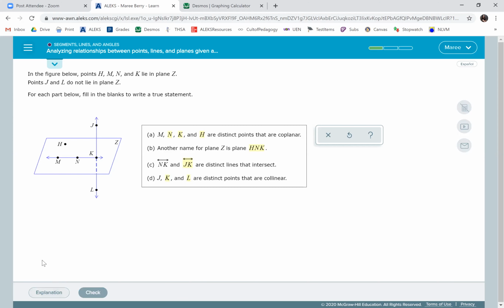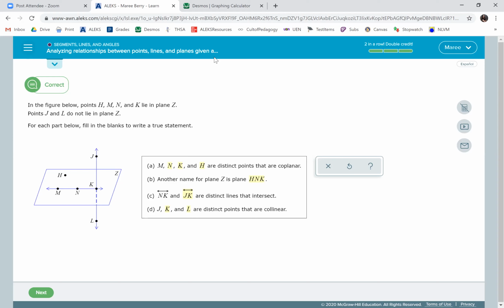Okay, that's the end of the lesson, and please let me know if you need any more help on this. It's not really an easy one to pass off, but I know you can do it. So good luck with that.